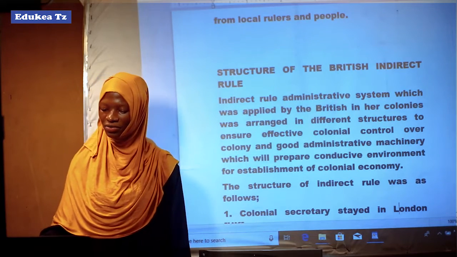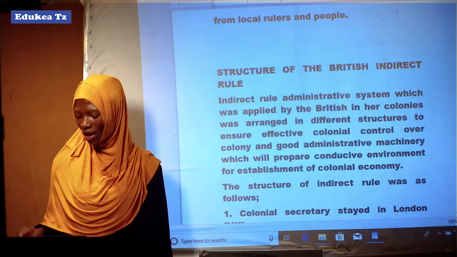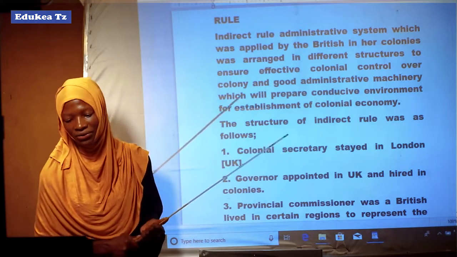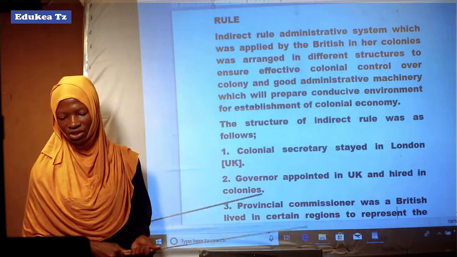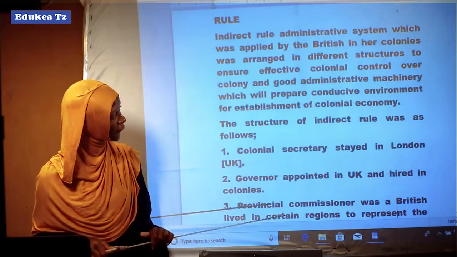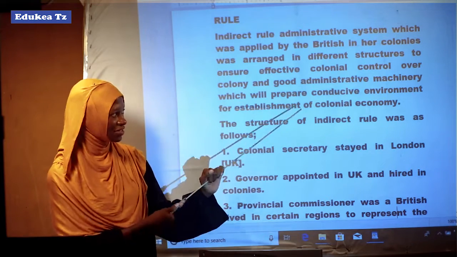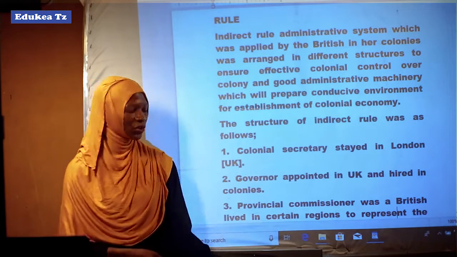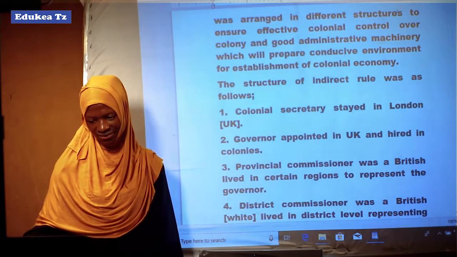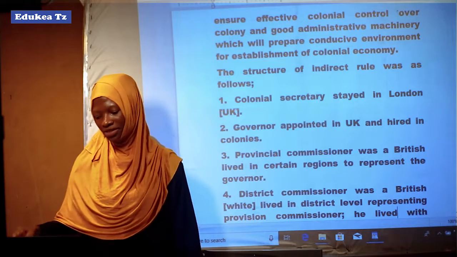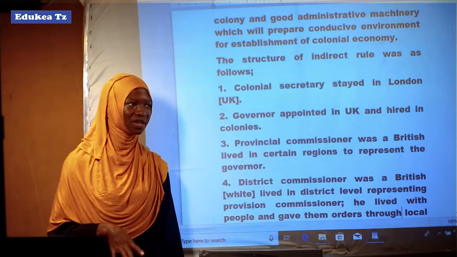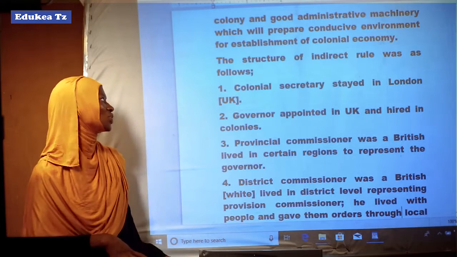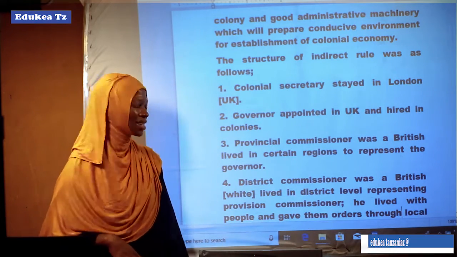How was it? The indirect rule administrative system, which was applied by the British in our colonies, arranged different structures to ensure effective colonial control over the colony and a good administrative machinery, which would prepare a conducive environment for the establishment of the colonial economy. As we can see in our present government in Tanzania, it has its own structure. For example, you can see the president at the top, then the parliament, legislature, something like that. So also the indirect rule had its own structure.